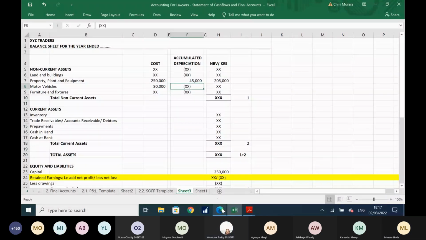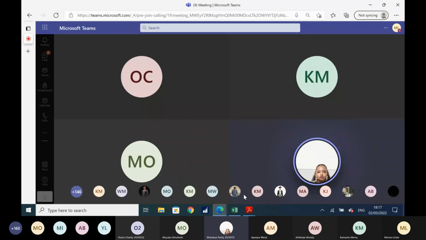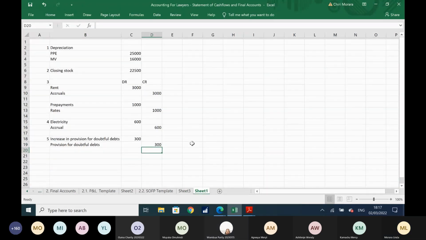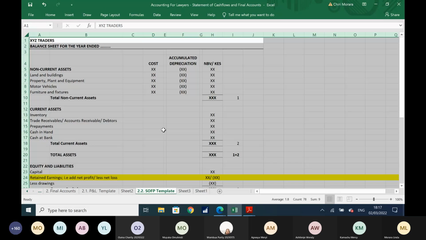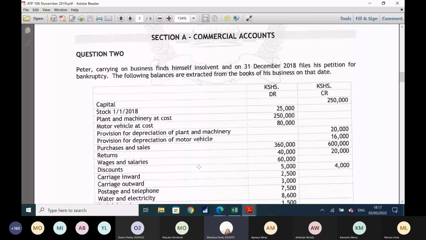Hello, Chiri. Yes. I feel like you're moving a bit fast. Okay. Please go back to depreciation. Okay, the computation or this? Yes, here. You are able to read it back to the question, where you remember the accumulated depreciation was 20,000. Yes, 20,000.